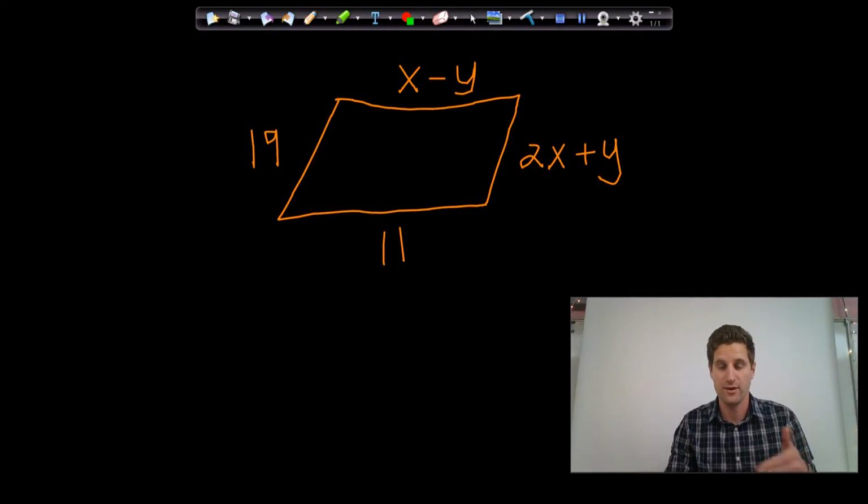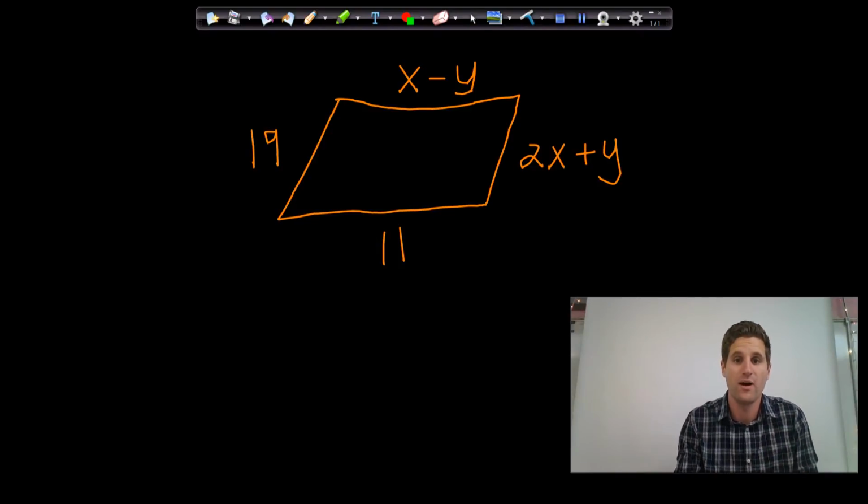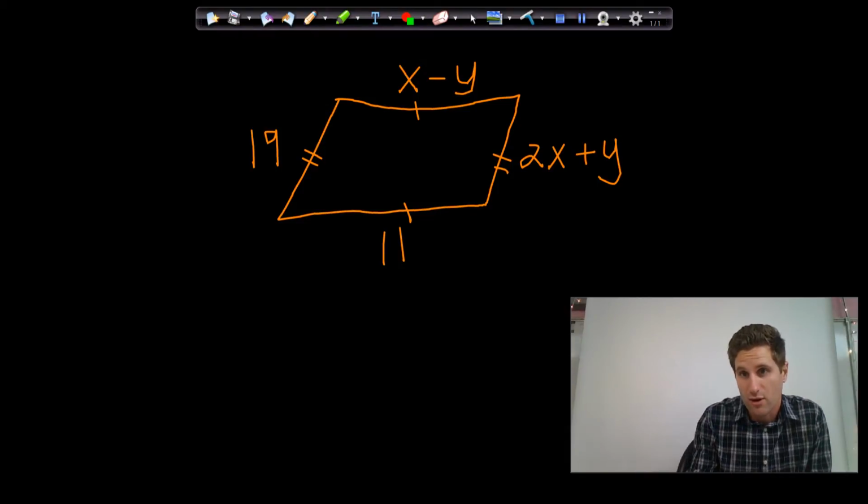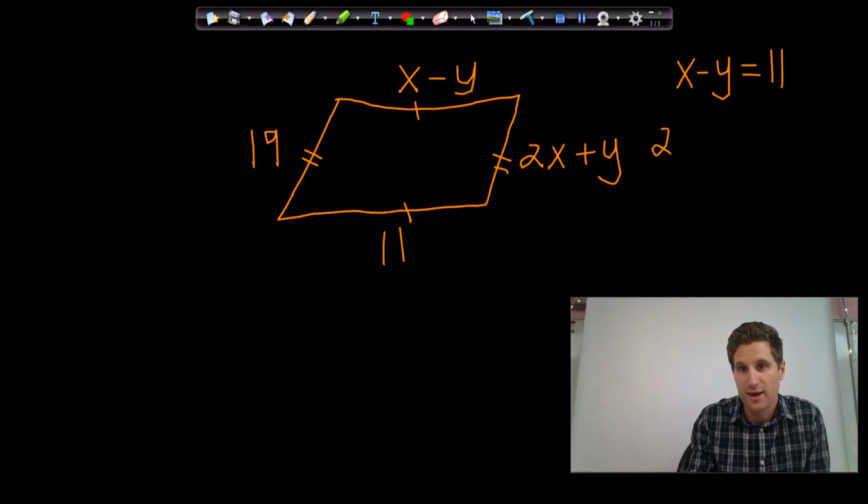What we're going to find out here, since it's a parallelogram, we know that opposite sides are congruent. So this is congruent to that, and these are congruent to each other here. So we got to set up what's called a system of equations. So I'm going to go ahead and write the systems of equations up here. Our 2 equations, we got x minus y is going to be equal to 11. And then we got 2x plus y is going to be equal to 19.